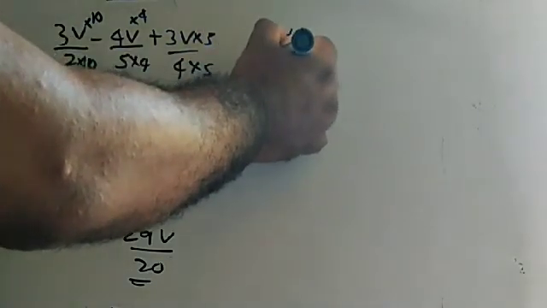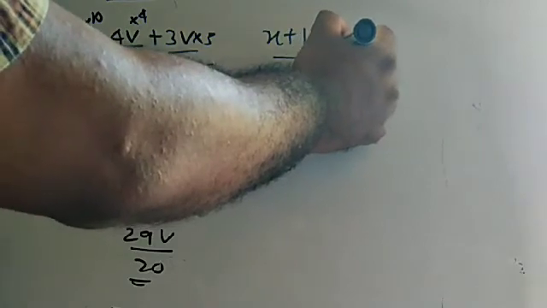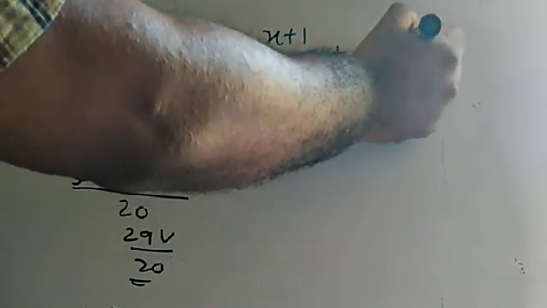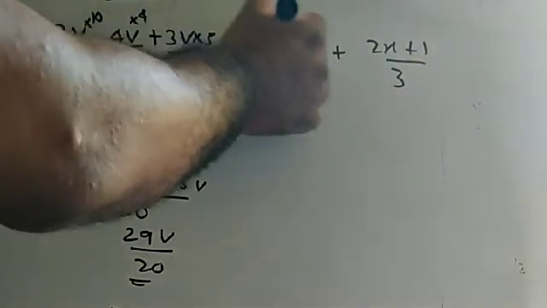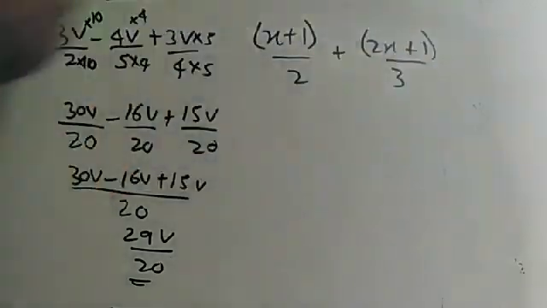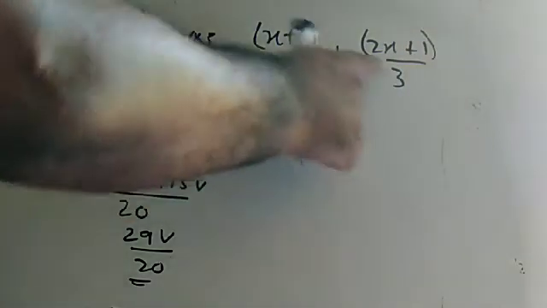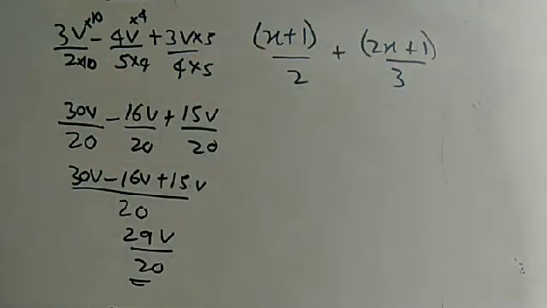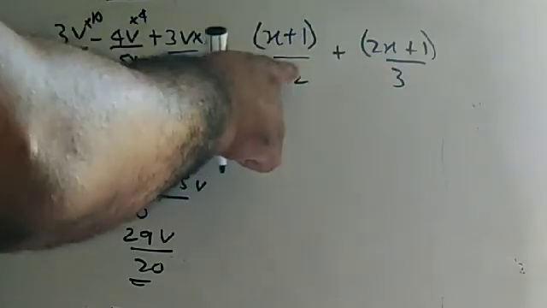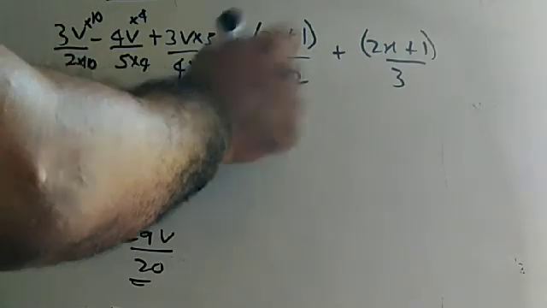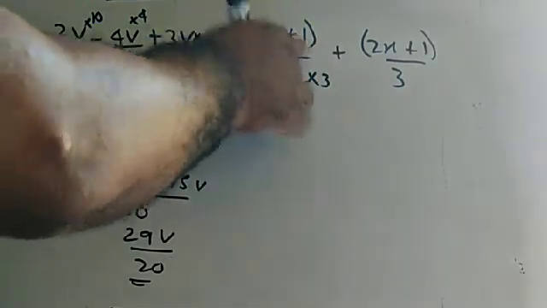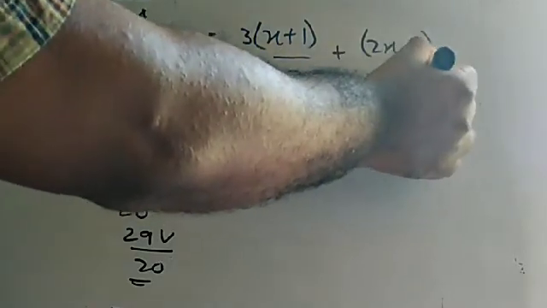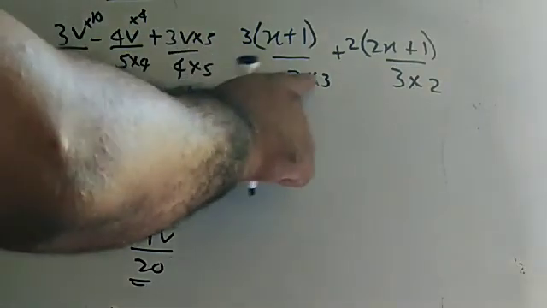x plus 1 upon 2 plus 2x plus 1 upon 3. Here algebraic fractions, but here numerator algebraic expressions are there. Then unequal denominators 2 and 3. Then you can tell me directly what is the common denominator of 2 and 3. Yes, 6, no? Then to make 6, 2 should multiply by 3. When multiplied by 3, this expression should multiply by 3. Then to make 6, 3 should multiply by 2. This expression also multiplies by 2. Then 2 into 3, 6.